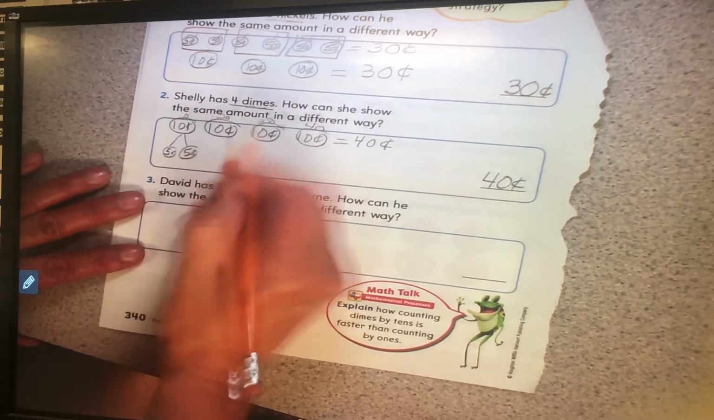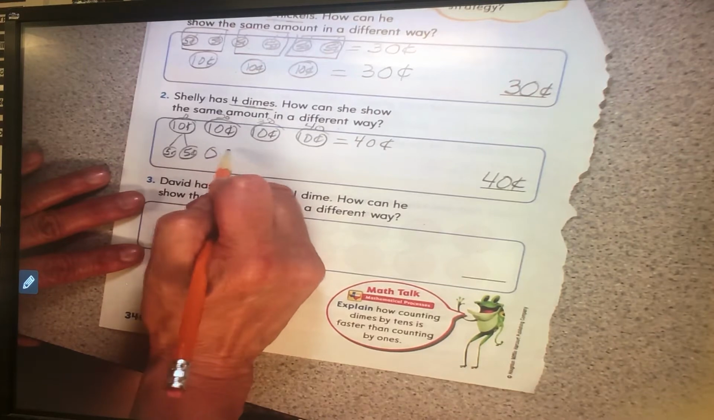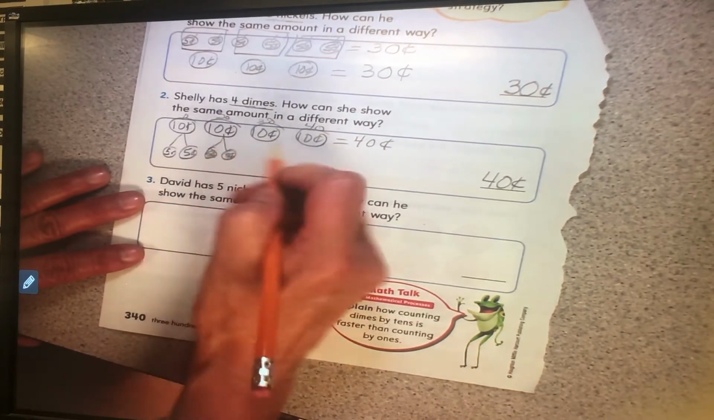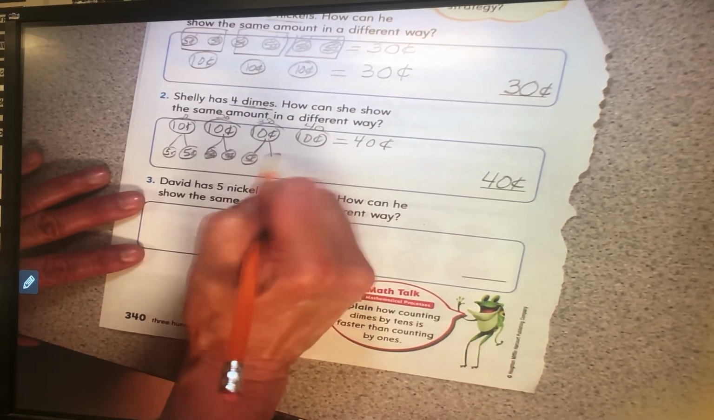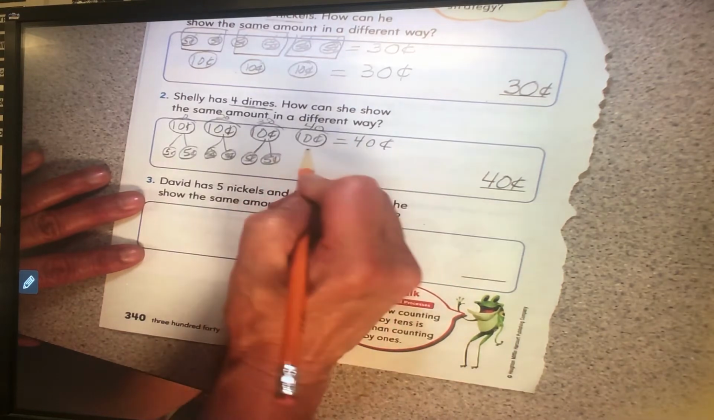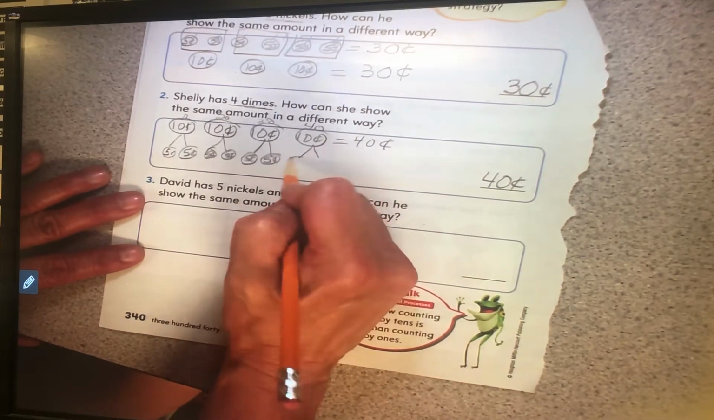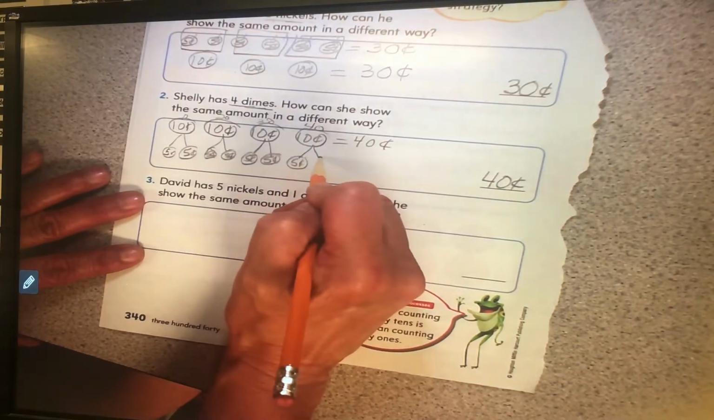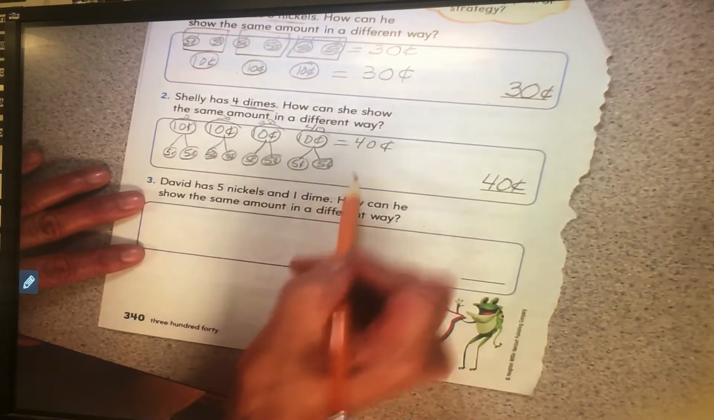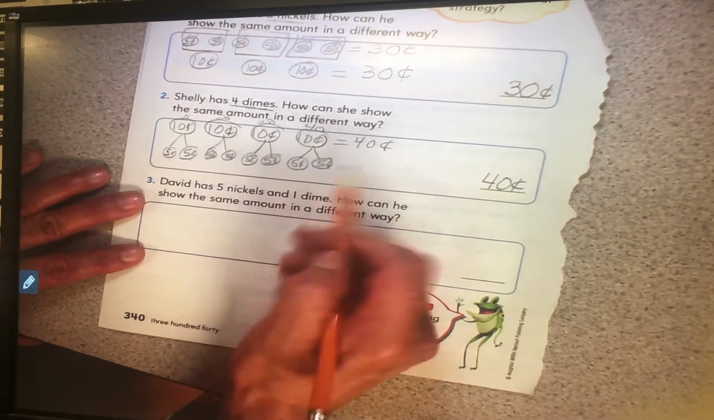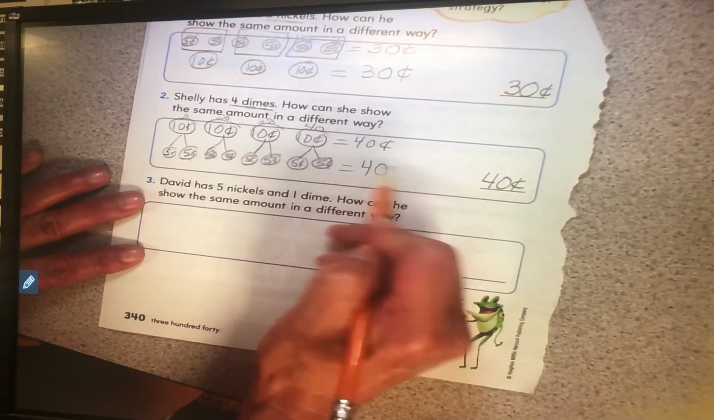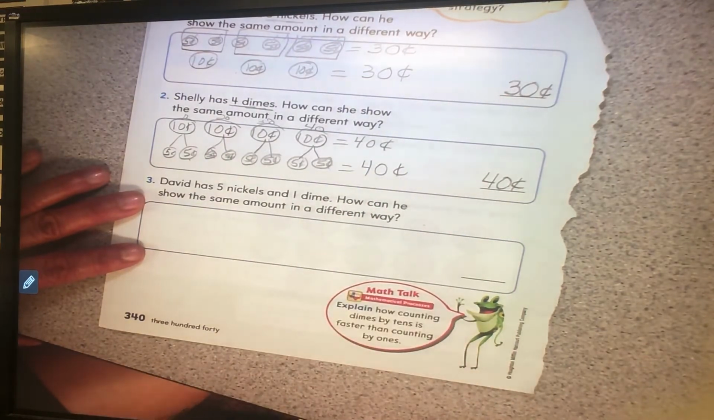There's 10. Let's see. 15, 20, 25, 30, 35, 40. Oh, there you go. 5, 10, 15, 20, 25, 30, 35, 40. It equals 40 cents. So there's another way I could do it.